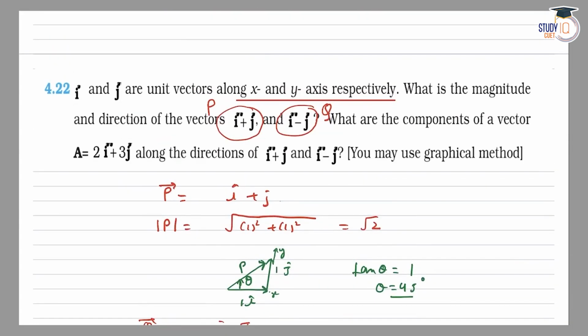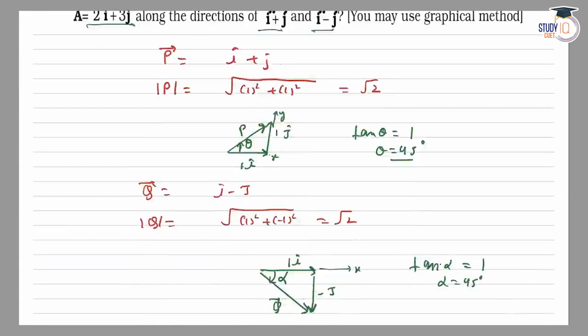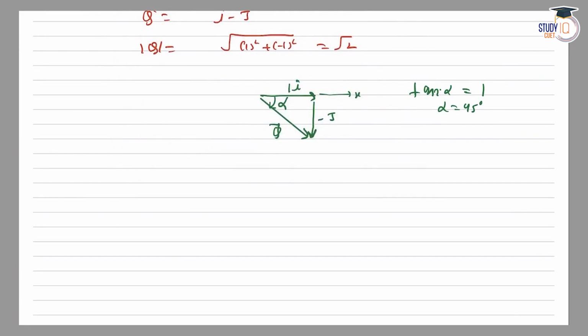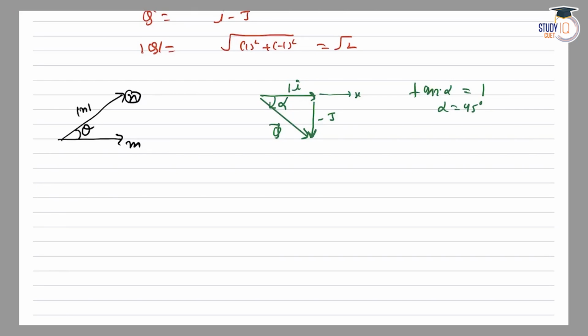We have to find the component of a vector A along p and q. Now how to find the component of a vector along another vector? Let's discuss this first. Suppose we have two vectors m and n, and we have to find the component of the n vector along the m vector. So this is n, this is mod n. The component of n along m can be written as mod n cos theta.